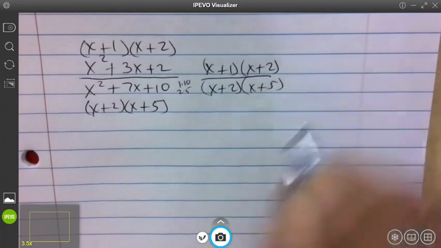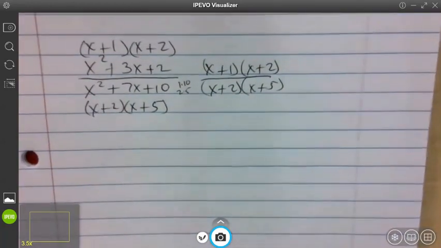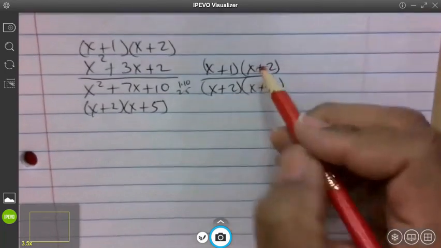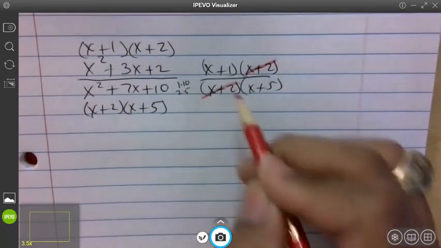Okay, so now just like before, if anything is on top that's exact as what's on bottom, you can cancel those out. So you can see right here, I have an x plus 2 and an x plus 2. I can cancel those out, okay?